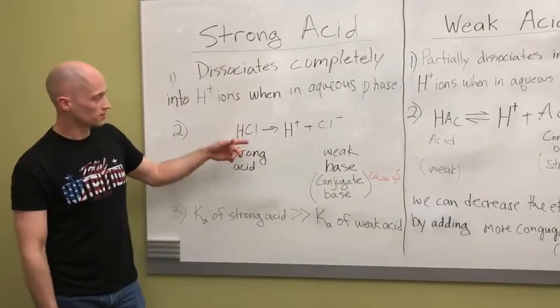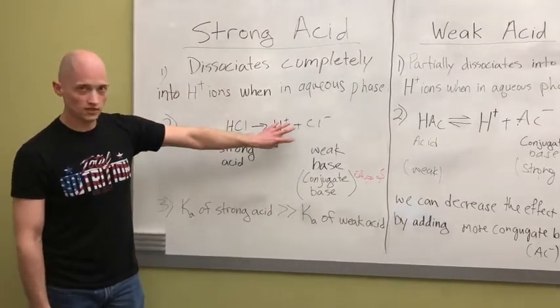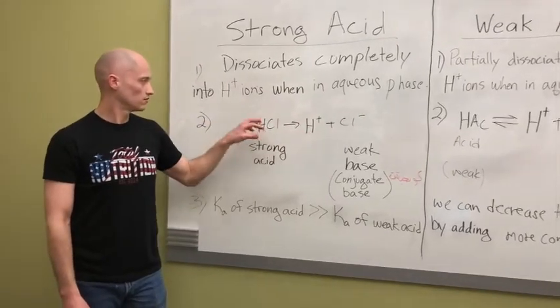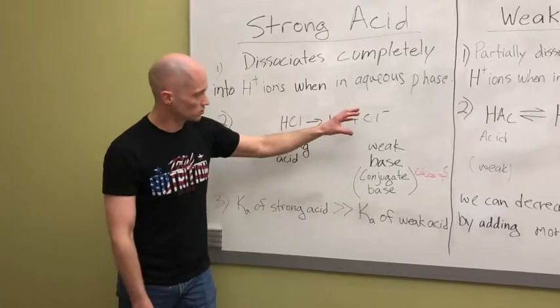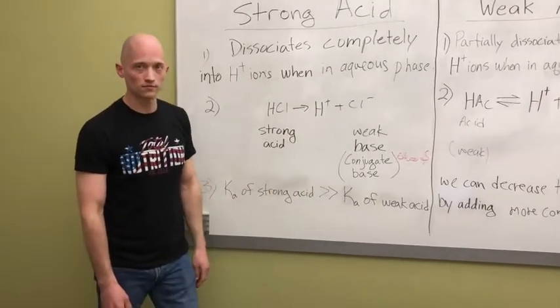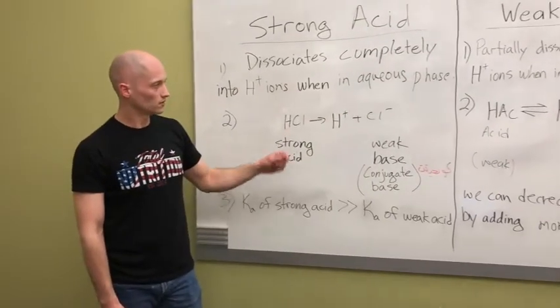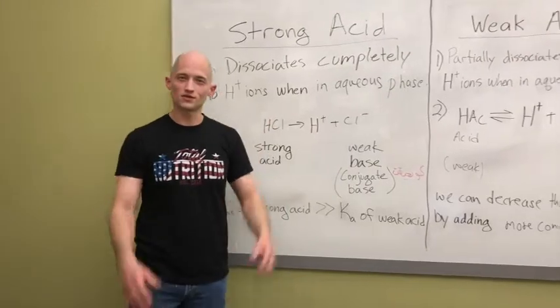For the strong acid, the buffer would bind to these hydrogen ions and help to resist changes, because this strong acid is going so strongly in the product direction. So that's how it helps to resist changes in pH.